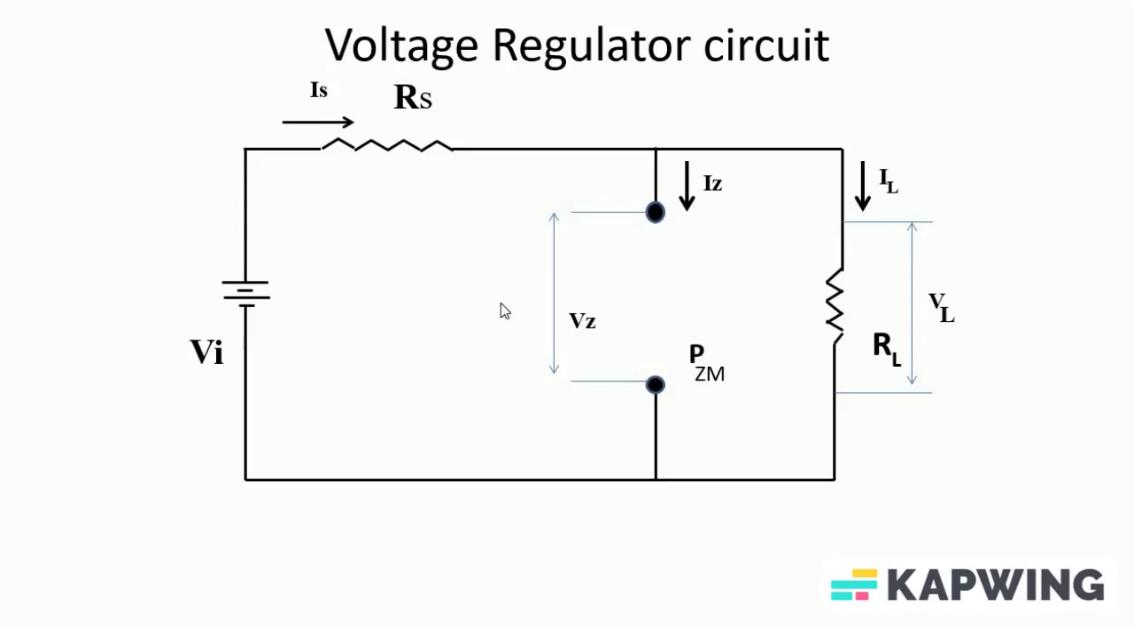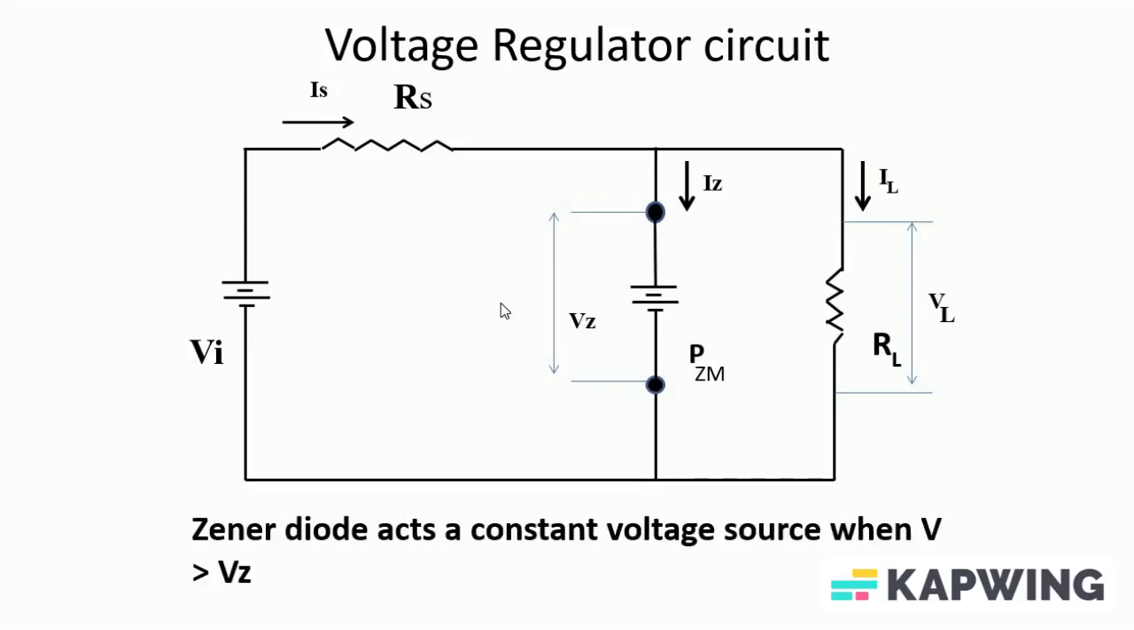The breakdown is triggered. It behaves like a constant voltage source. Now this has become a battery. The zener diode works like a battery. It is allowing the excess of current to flow across it.